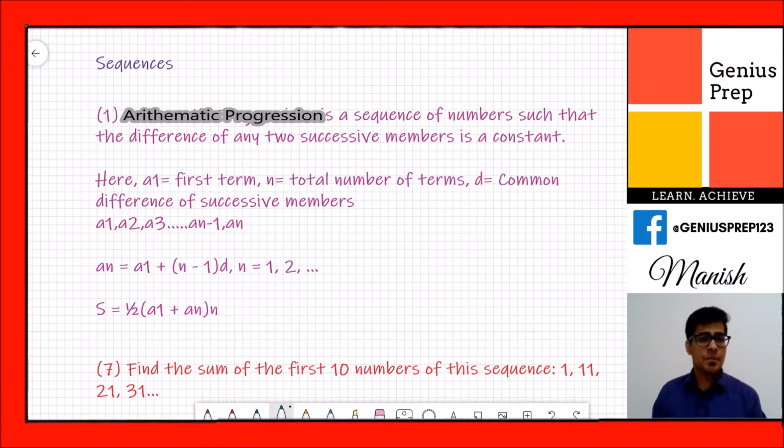What is a sequence? A sequence is just a series that you will be given, and you have to find out what kind of series it is. Suppose you are given 1 2 3 4 5, so we need to find out what kind of series that is, what will be the nth term, and what will be the sum of these many terms. These are the basic questions you will see in your exam.